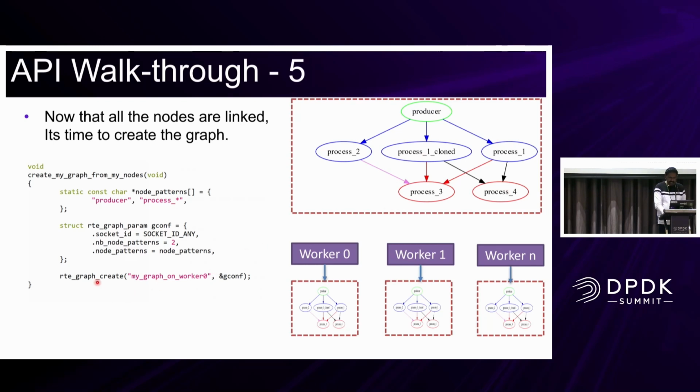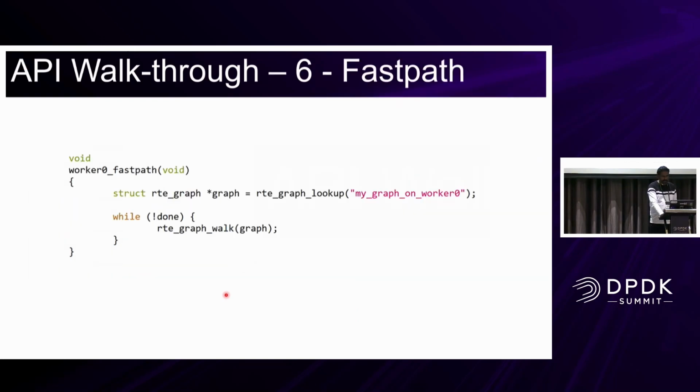In this case, I just created a graph on worker 0. And if you want to create the same graph on other cores, you simply call graph create 3 times with a different name. So, that's the graph create.